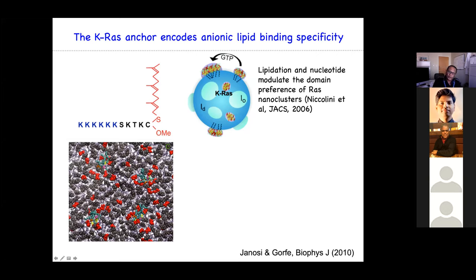And we did some simulation 10 years ago or so. And this was using POPC and POPG. We should have used POPS in retrospect because KRAS prefers PS and PG is a bacterial lipid. But we thought just the charge alone would be sufficient. But that was not really enough. So you will see later.